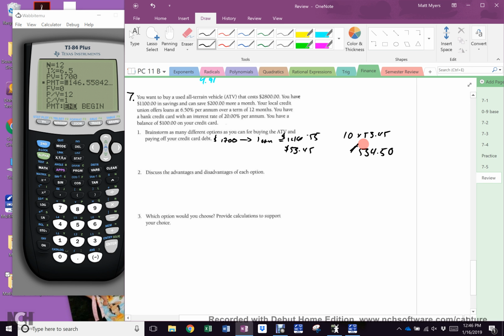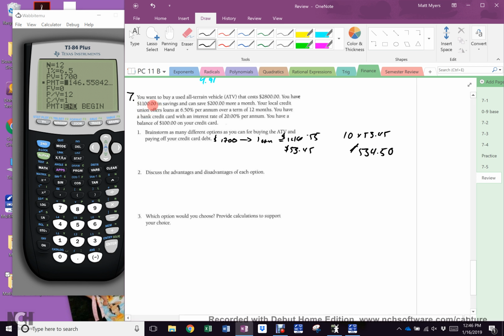Everyone cool? Yeah, a very little bit, right? 20% per year. So that'd be $20 per year divided by 12 for the 1 month, right? So, right, $2 a month. But he's got 53 to pay it off. It would cover it, right? So that's one option. Not bad. You got your ATV and 10 months later you got $534 in the bank, right? Okay. What else could he do?